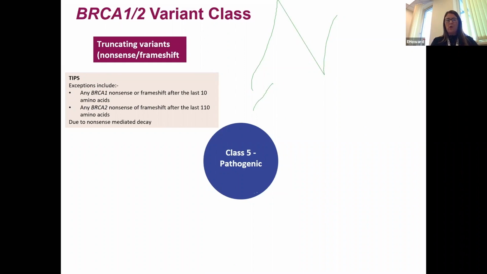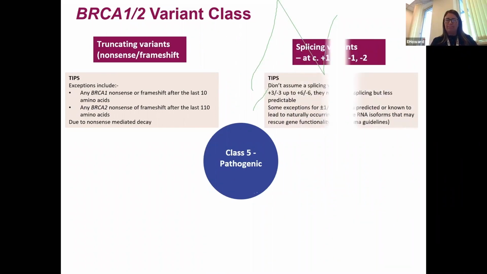So any BRCA1 nonsense or frame shift after the last 10 amino acids of BRCA1 needs to be a full UV classification, because they're not determined as pathogenic. And likewise for BRCA2, any nonsense or frame shift after the last 110 amino acids also needs careful interrogation. This is due to nonsense mediated decay in the last exon of the gene.